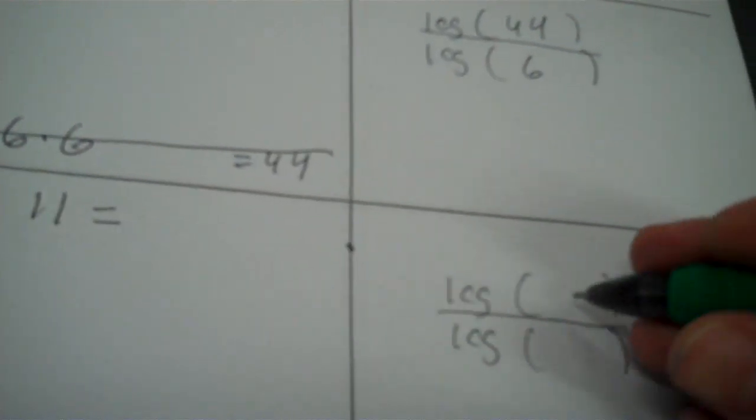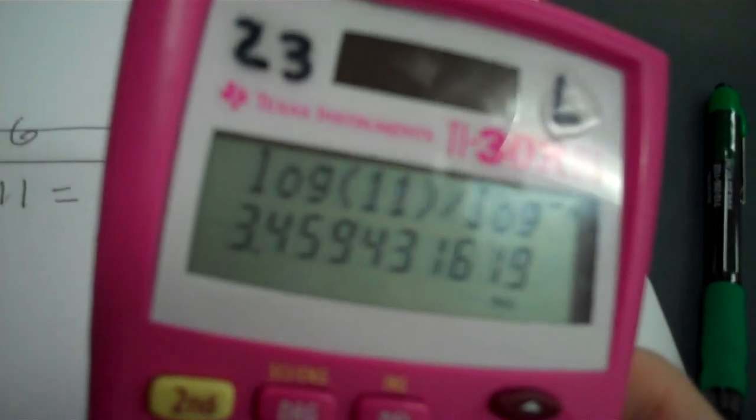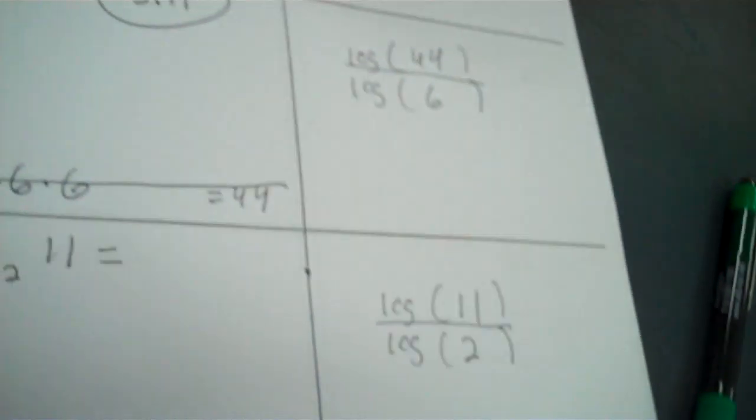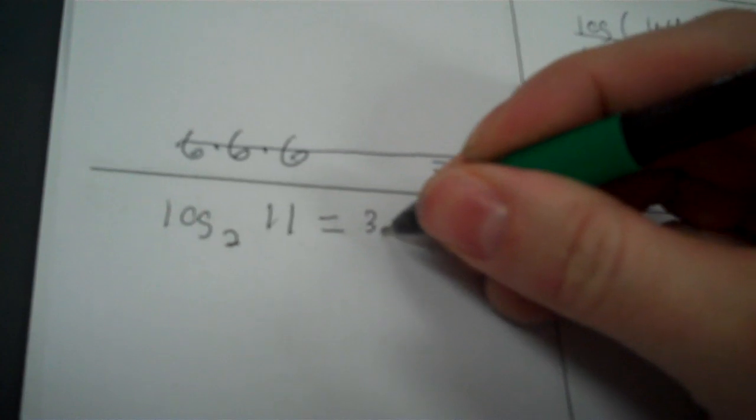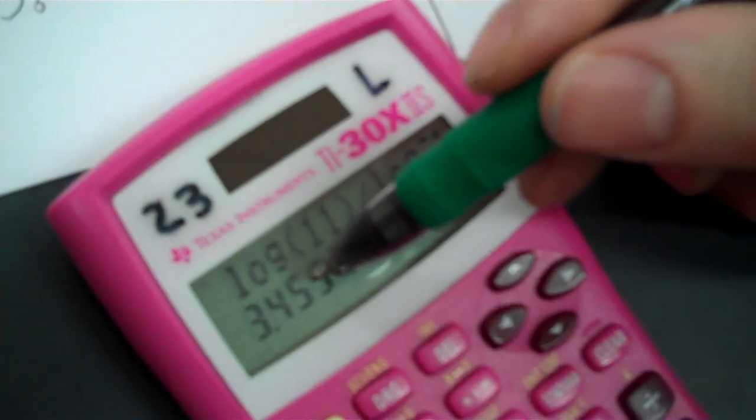Okay, so the base 2 goes on bottom, 11 on top. Don't flip them, okay? So 3.45 or 46. I'm not going to dock you if you don't round it to 46. I'm going to, because if there's a 5 or more after the second one, that would go up.